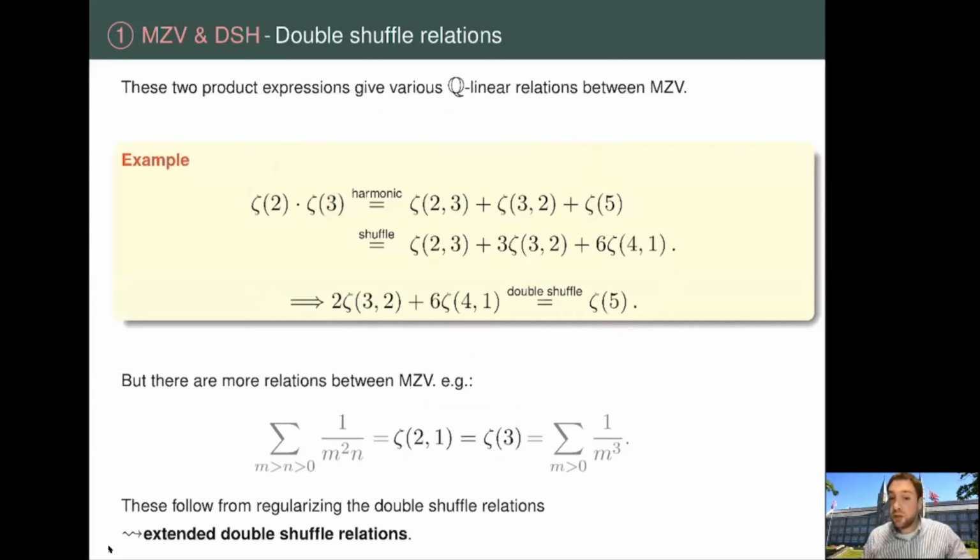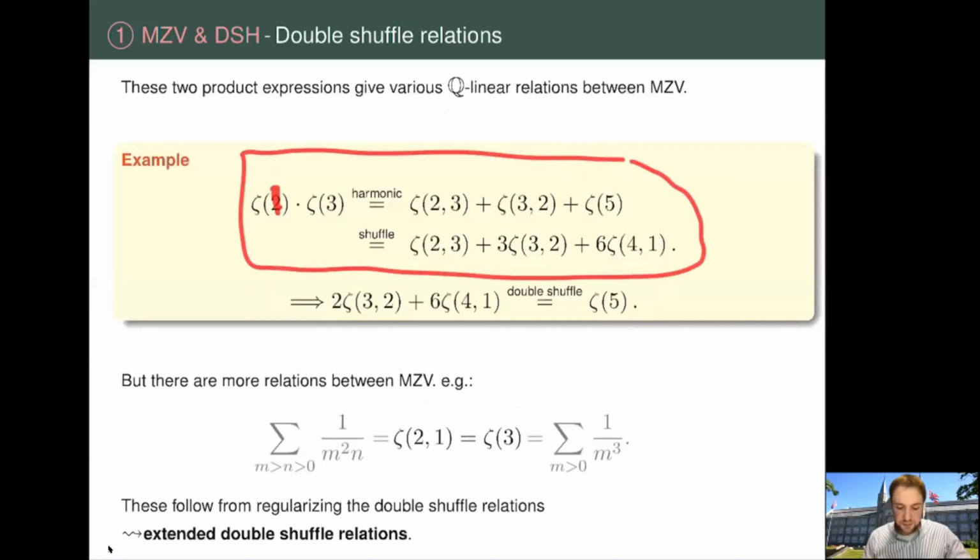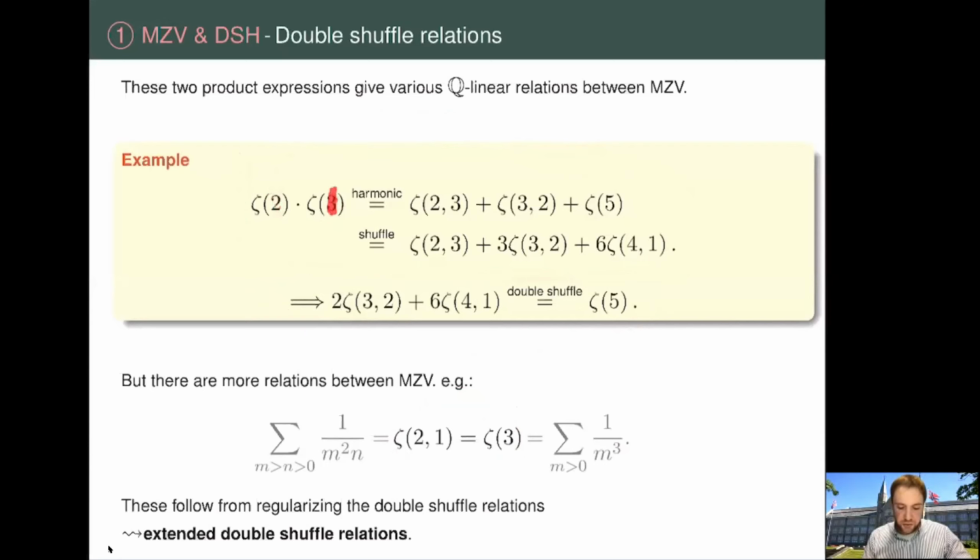But one can show that one can actually make sense of this here with divergent sums. So one can show that I'm allowed to multiply with zeta 1, whatever this means. And then here on both sides, I have some divergent terms. But then one can show if one subtracts these both sides, these divergent terms cancel out, and the relation you get does actually hold. And this is a way to prove that zeta(2,1) equals zeta 3. And these regularized double shuffle relations are also called extended double shuffle relations.